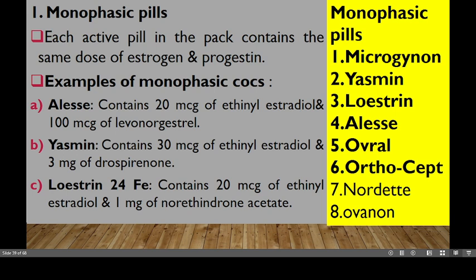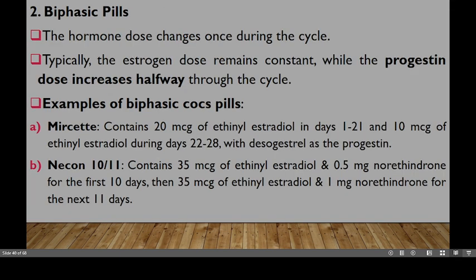Let's look at some of the examples of monophasic COC pills, where you find it is referred to as mono because each active pill in the pack contains the same dose of estrogen and progesterone, right? And examples we have Microgynon, Yasmin, Lo/Ovral, Alesse, Ortho-Novum, and Ovanon. All right, they contain the same amount of estrogen and progesterone.